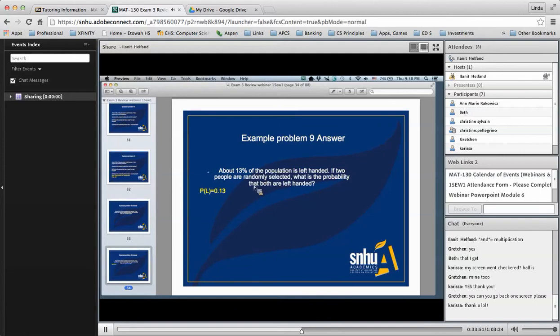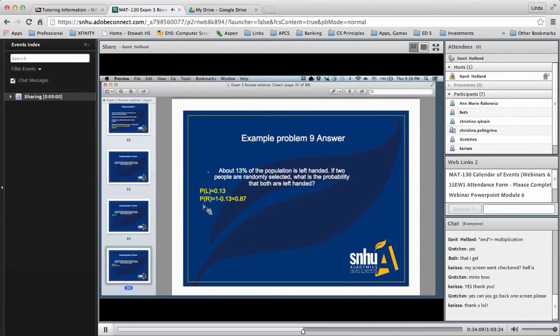I just had a screen that just had this first part. So about 13% of the population is left-handed. Now we have 2 people who are randomly selected. What is the probability that they're both left-handed? Okay, so P of L, a single person being left-handed, is 0.13.